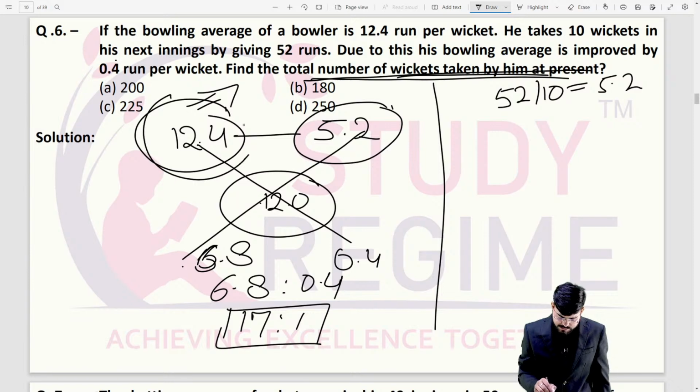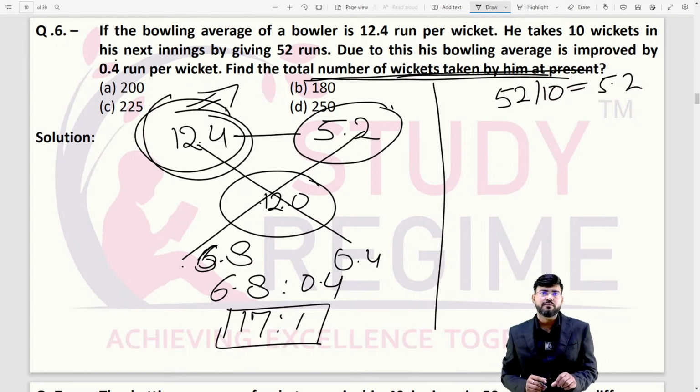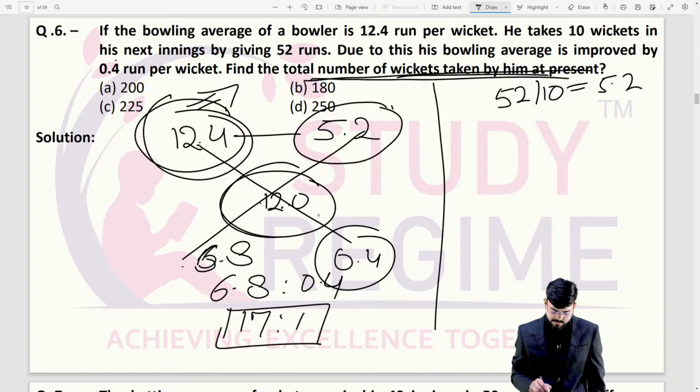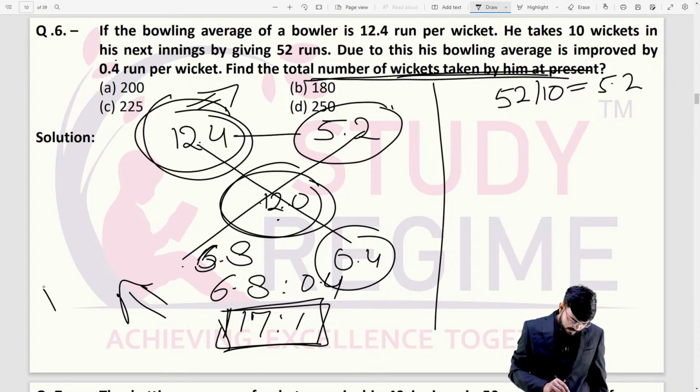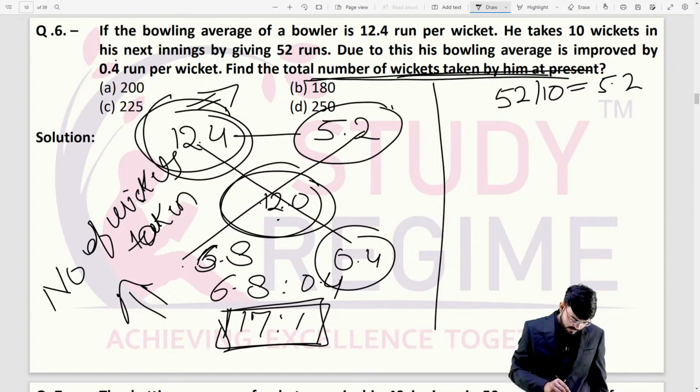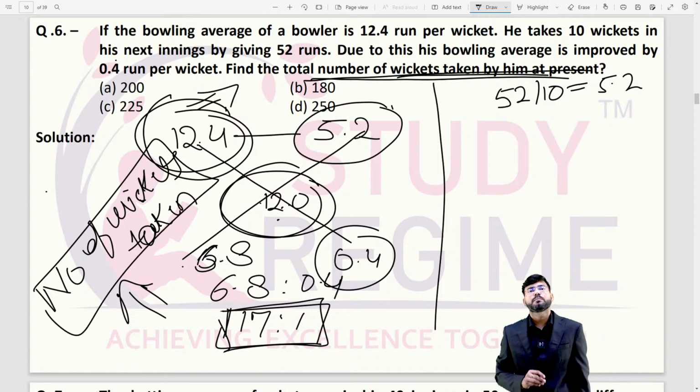So just try to understand what I am saying. The average of a bowler is given as 12.4 before the innings he has played. In the next inning he has taken 10 wickets by giving 52 runs and the average is improved by 0.4. So I have written 12.0 over here. Now I just need to subtract. I have subtracted 12 from 12.4 and got 0.4, and I have subtracted 5.2 from 12 and got 6.8. Now I have taken the ratio. The ratio comes out of the number of wickets taken.